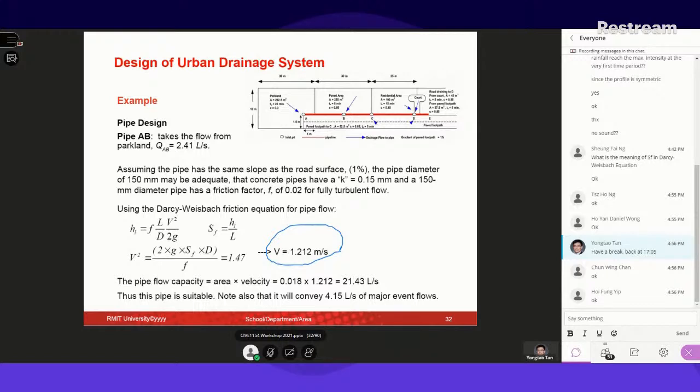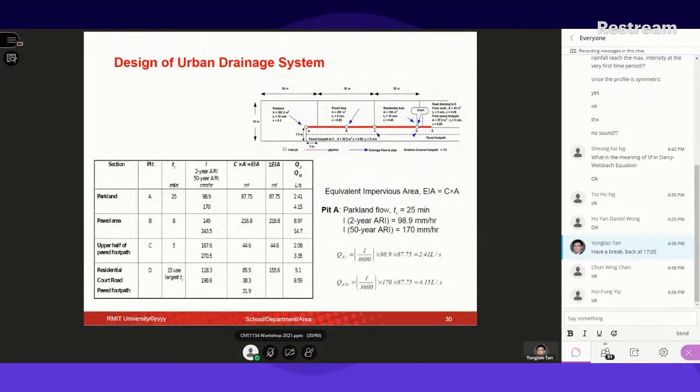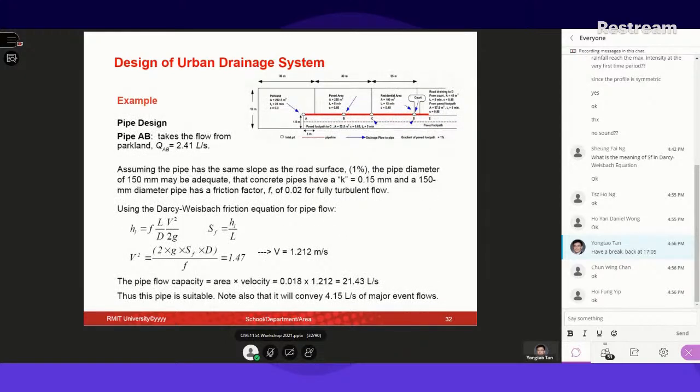Because we just calculated the peak flow in pipe AB is 2.41 liters per second for the 2-year ARI, and for 50 years it is 4.15 liters per second, of the major event flows. So this pipe is suitable, because the capacity of 21.43 liters per second is much higher than the peak flow for 50 years.